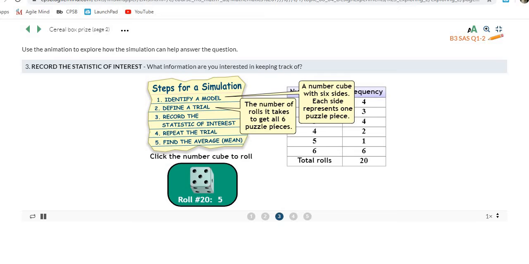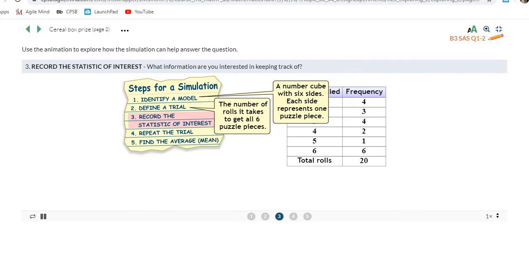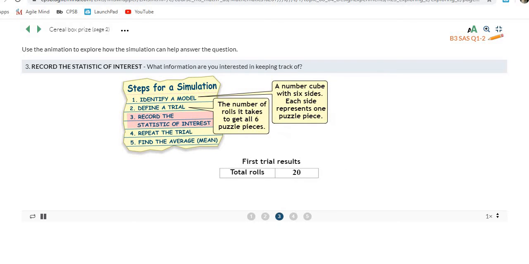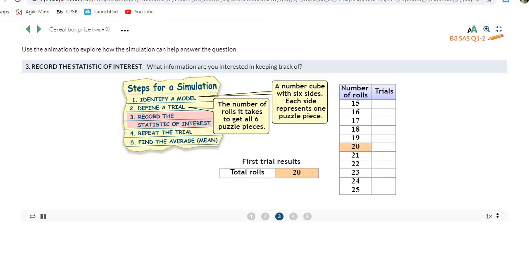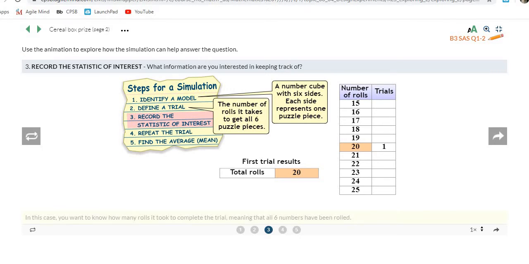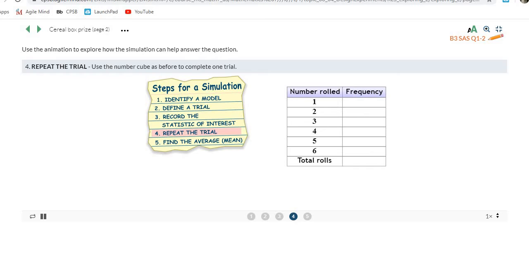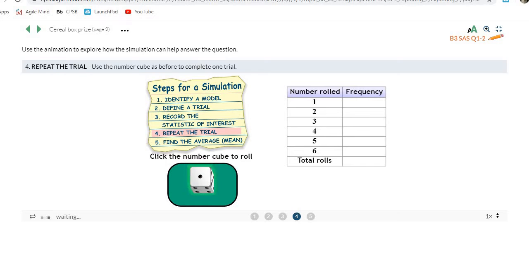Next, so we identified a model, we defined a trial. Now we would need to record our information. So we had 20 rolls. One trial had that. All right, we recorded it. Then we have to repeat our step. So we would go again. What do y'all think is going to happen this time? It's gonna be longer. 25?